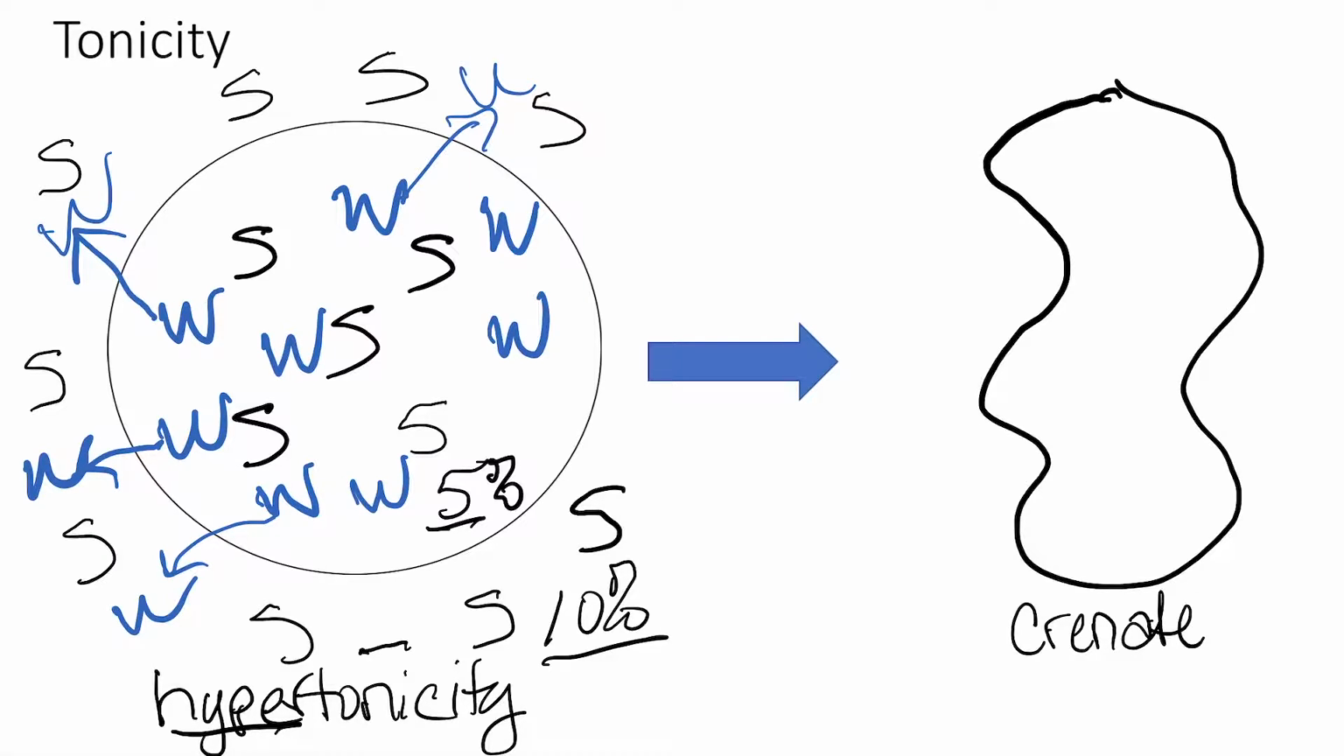And again, that's because we put a cell with a 5% concentration of salts inside of a super concentrated hypertonic solution. And the water that's inside the cell now is leaving the cell. The cell is going to shrivel up and crenate.